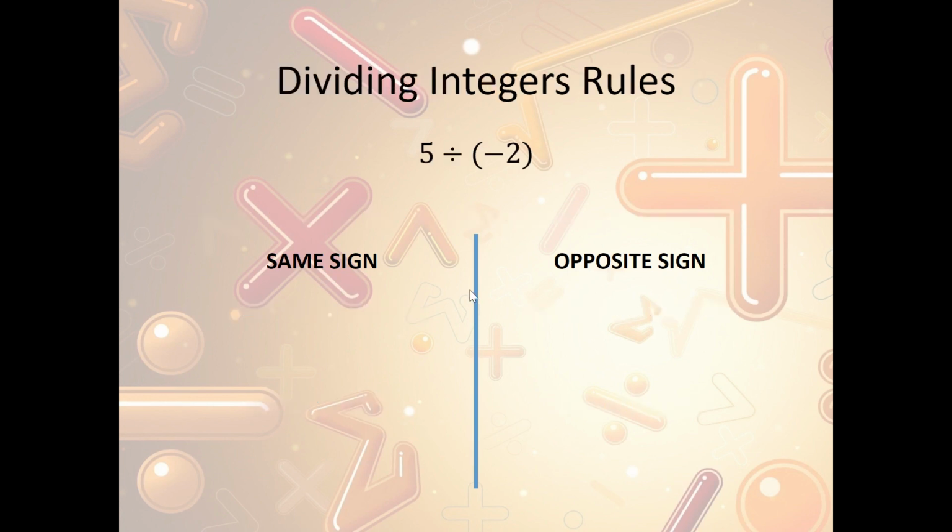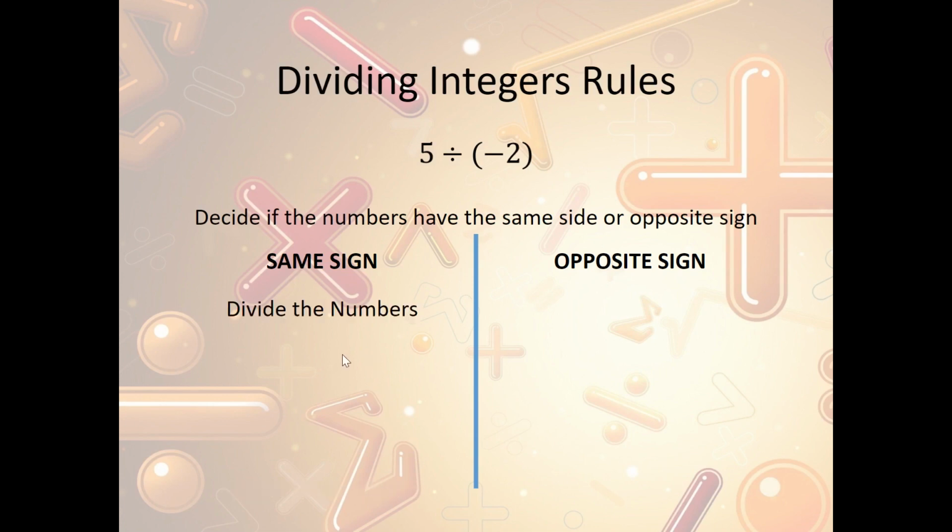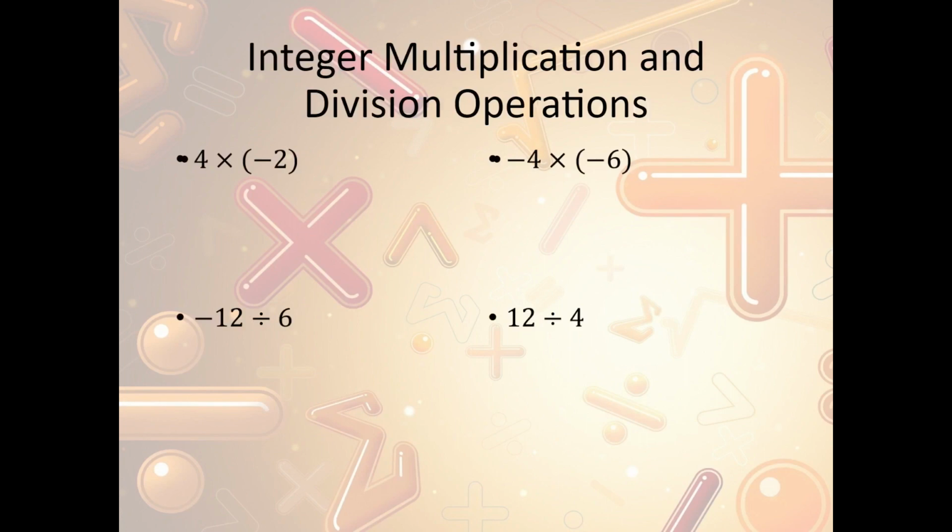Division rules. Same thing as multiplication, we need to determine whether they have the same sign or opposite signs. If they have the same sign, divide the numbers, and then make it positive. If they have opposite signs, divide the numbers, and then make it negative. Let's look at some examples.